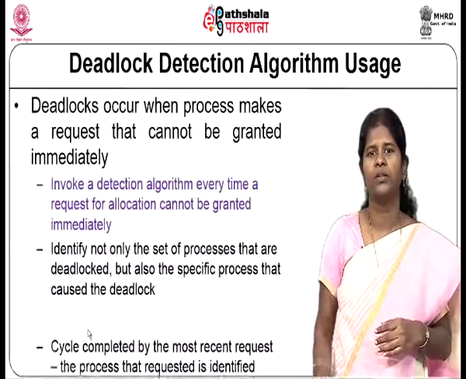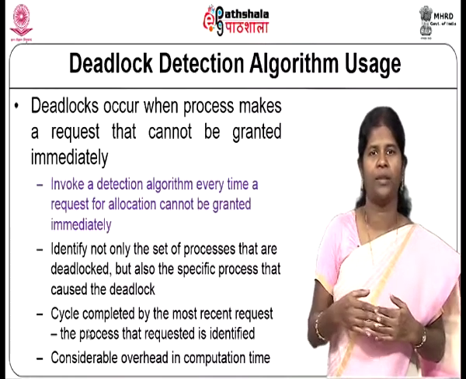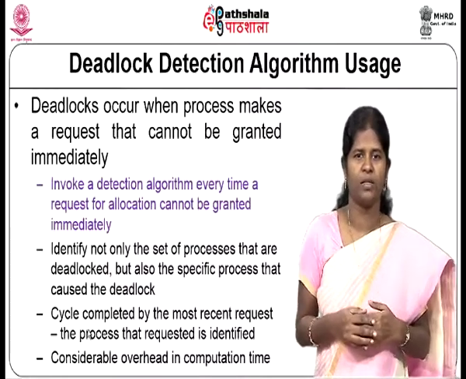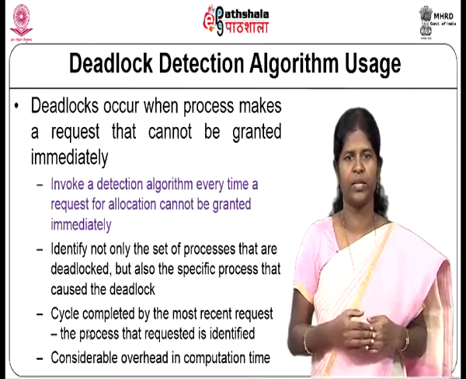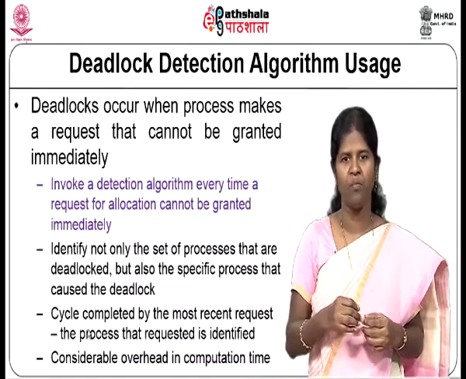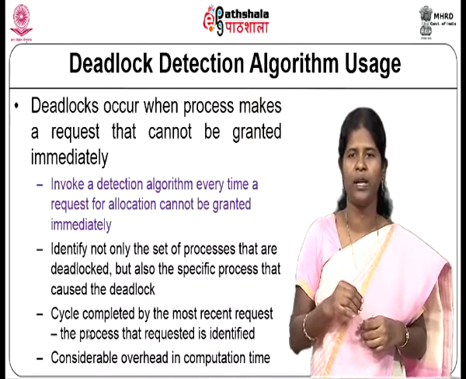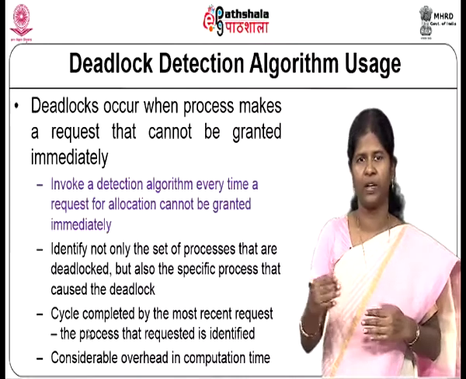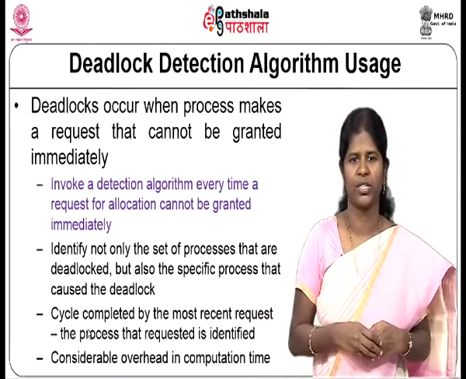Deadlocks can occur when a process makes a request and that request cannot be granted immediately. So in this case, you can invoke the deadlock detection algorithm every time there is a request for allocation that is not able to be satisfied. If you are not able to satisfy a request from a process, then you try and run this deadlock detection algorithm.